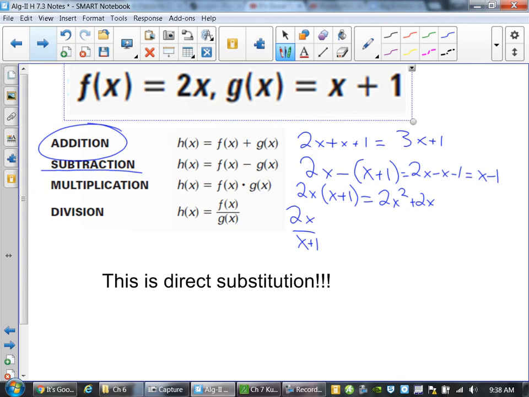Can I simplify that at all? No. Sometimes you can, sometimes you can't. It just depends on the problem, what the two functions they give you to start with. Sometimes you might be able to factor something, you might get a GCF here or there, but in this instance here, that's the only thing that would do it.